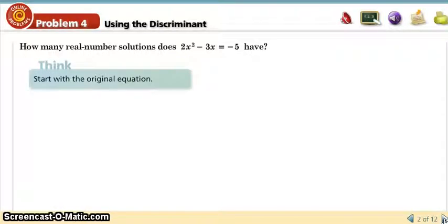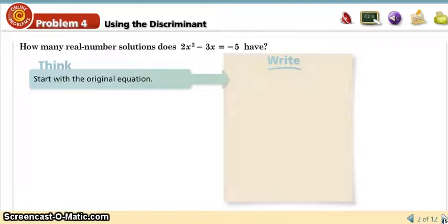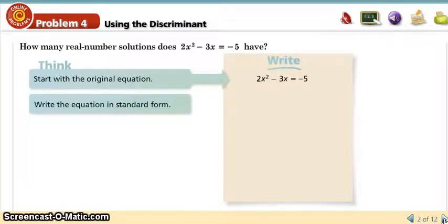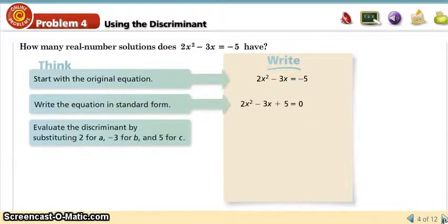Start with the original equation. Then write the equation in standard form. These are very good notes to have, so make sure you're copying this down so that you know how to find the discriminant. Add 5 to each side so the right side is 0. Evaluate the discriminant by substituting 2 for A, -3 for B, and 5 for C.